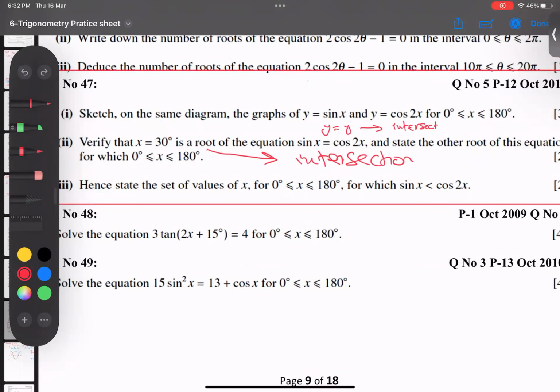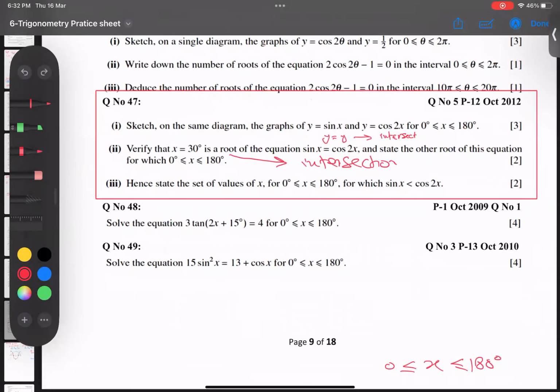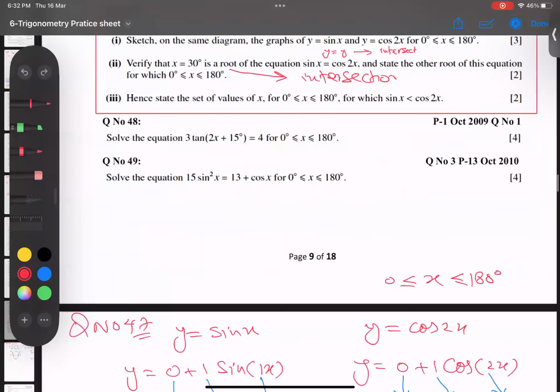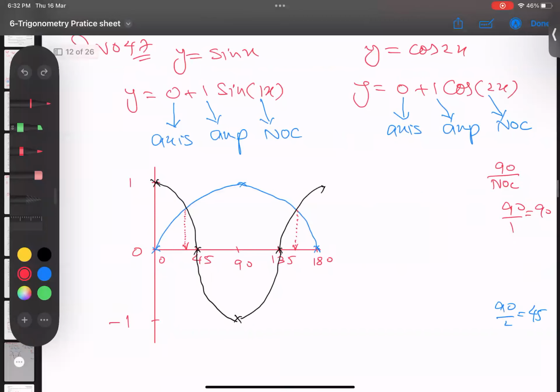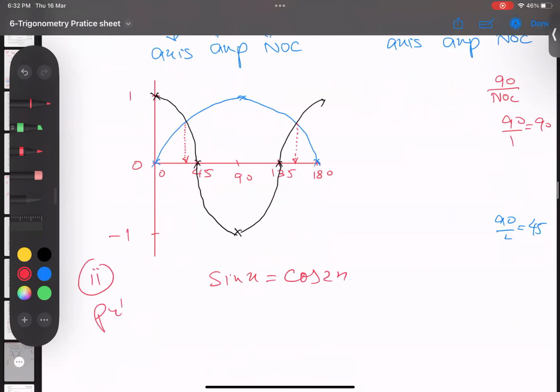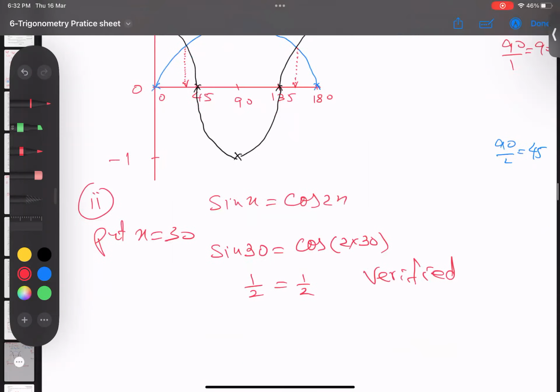Okay, so let's see how to answer. First of all, read the question. Verify 30 is a root of this equation. Then what will I do? Check it. Part number 2, sine x equals cos 2x. Put every x as 30. When I plug in 30 here and there, let's see what happens. Sine 30, take your calculator and check. Then cos 2 times 30. I give assurance both answers come to half. And verify it. This is the way to show the examiner.